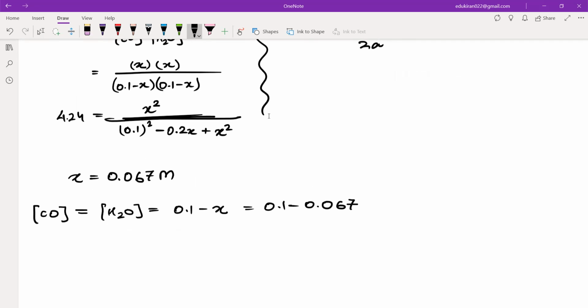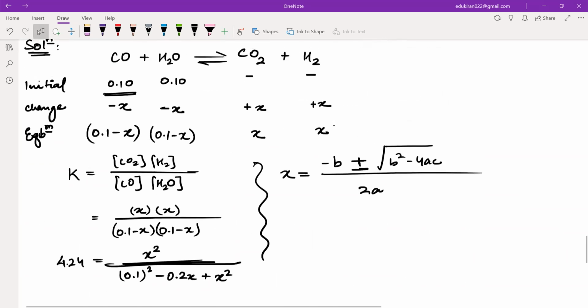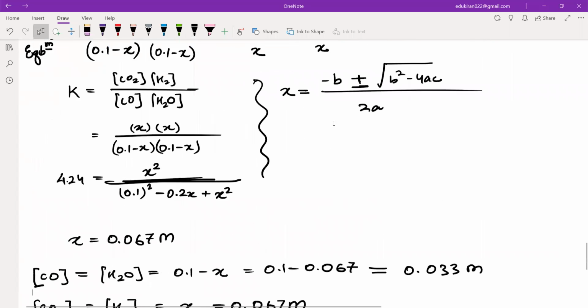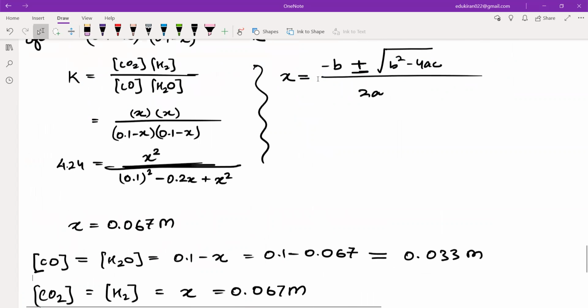Then what else do we have? We have the concentration of CO2 and H2 at equilibrium. They both are equal to X, which will be equal to 0.067 molar. So this will be equal to how much? 0.033 now. Okay, so you got the concentration at equilibrium of all the reactants and the products. So this is how K equilibrium is applied in order to get the equilibrium concentration. Is this clear with everyone? Yes or no? Please tell me. Yes, sir. Okay. Fine.